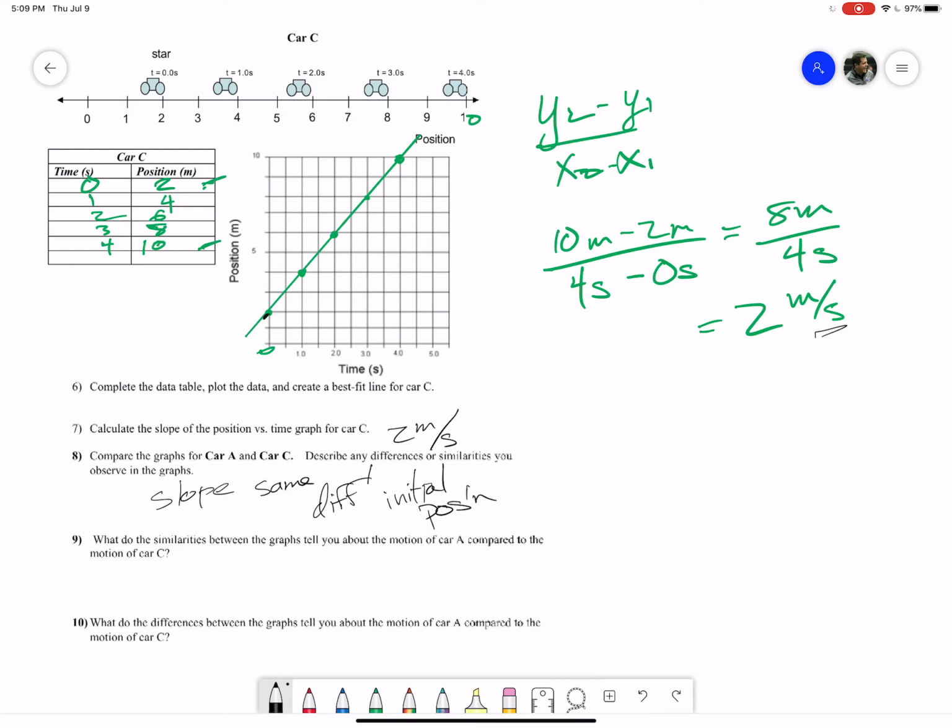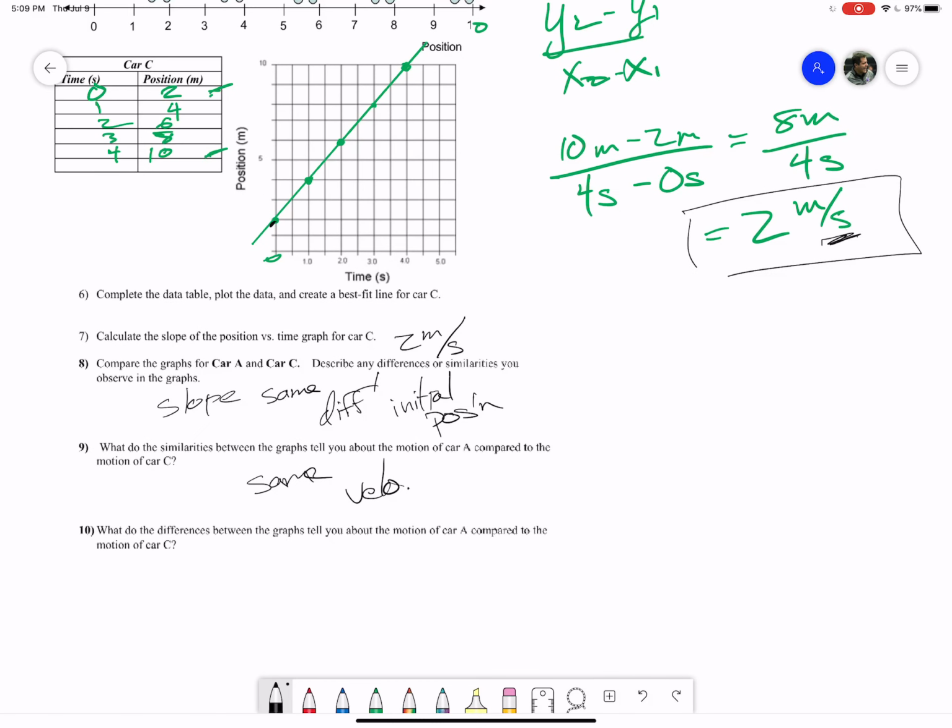All right, so the similarities, if we have the same slope, remember what we figured out. The units for slope here are meters per second. All right, and we talked about the slopes. Slopes really mean velocity. So we can say that A compared to C, they have the same velocities. Okay?